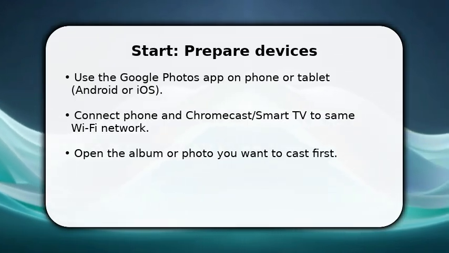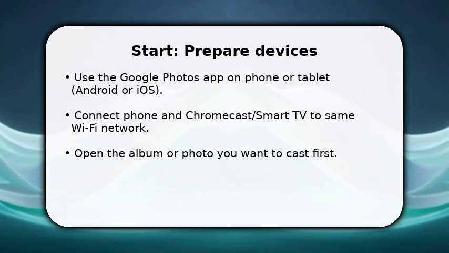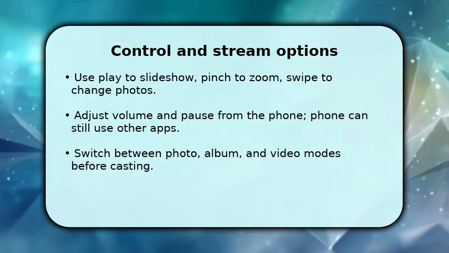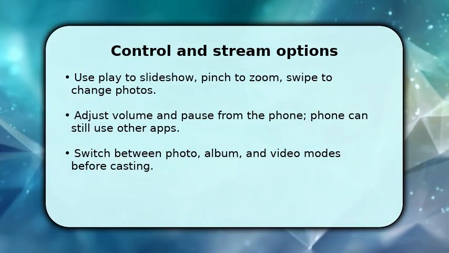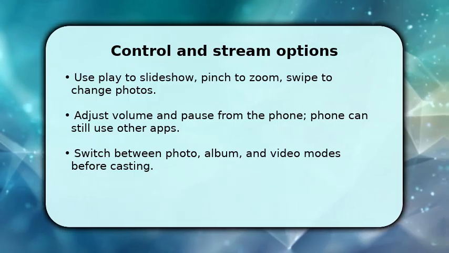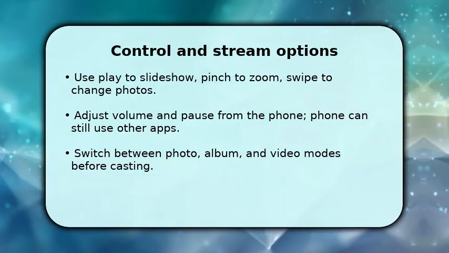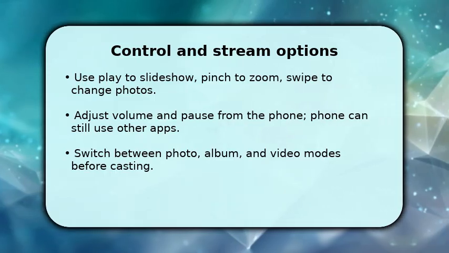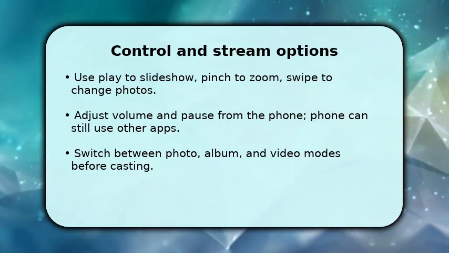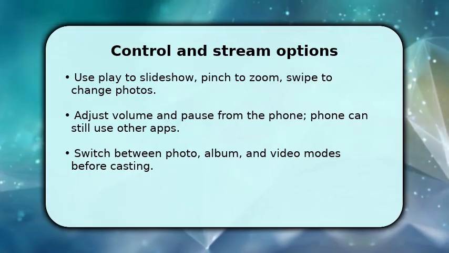Once connected, control is on your phone. Tap play for a slideshow or swipe to move between images. Pinch to zoom and the TV follows. You can start a video from Google Photos and it will play on the TV with sound. Make sure media volume is up on the TV and your phone's media volume isn't muted.